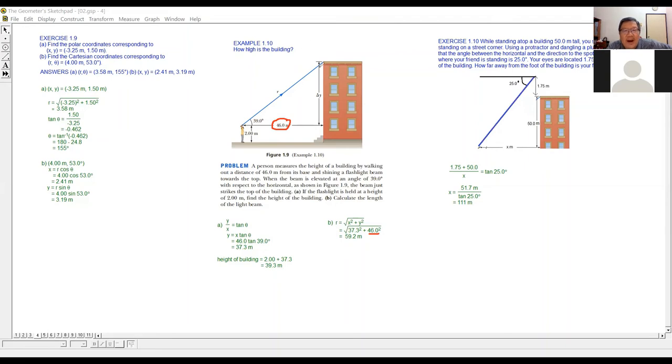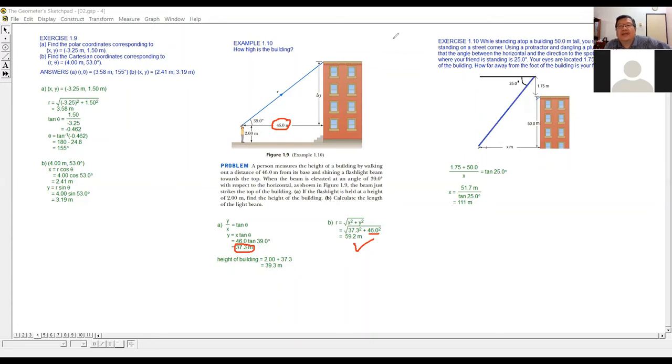Then the y. The y is not the height of the building. The y is this value here. So the x square plus y square, then you square root, and that will give you the length of the beam. Don't use the height, because the height includes this person, and the R only starts from the head there. So you don't include the 2. Okay, so this is how you're going to use it.